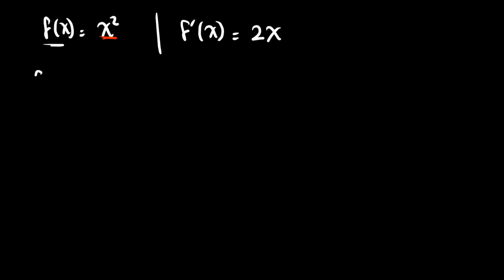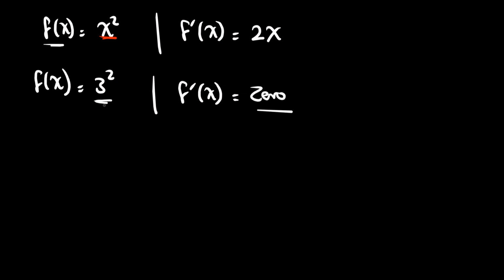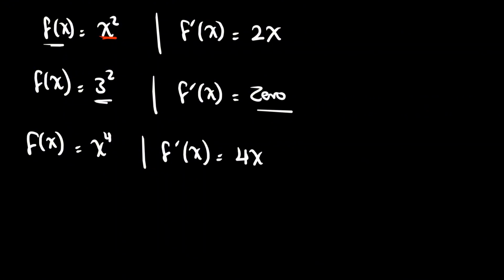Alright, so now let's see the derivatives with the functions. Let's say we have a function f of x equals x squared. You know that the derivative for x squared is 2x. So the derivative for this function, which is f prime of x, equals 2x. What about f of x equals 3 to the power 2? What is f prime of x? It's 0, because I said the derivative of any constant is always 0. What about f of x equals x to the power of 4? f prime of x equals 4x to the power of 3.